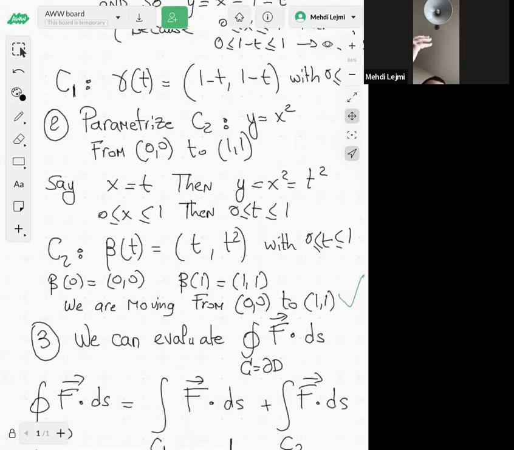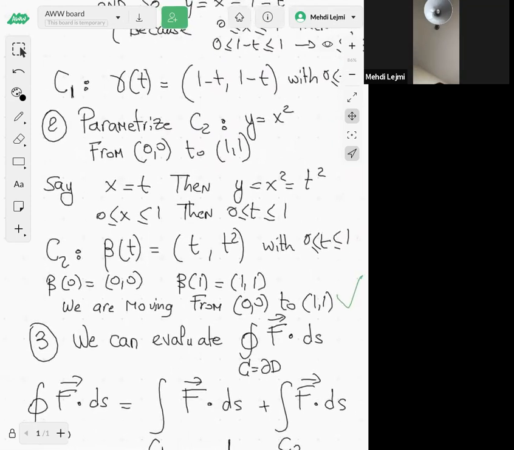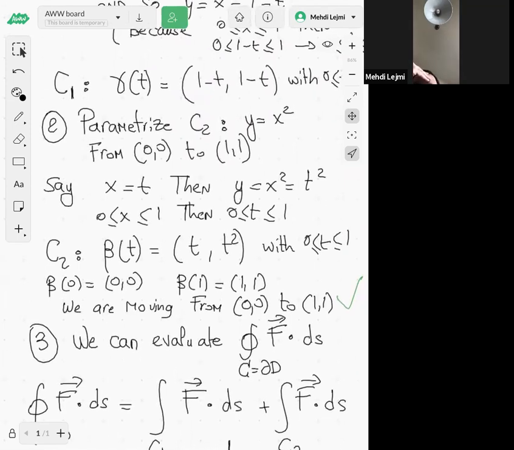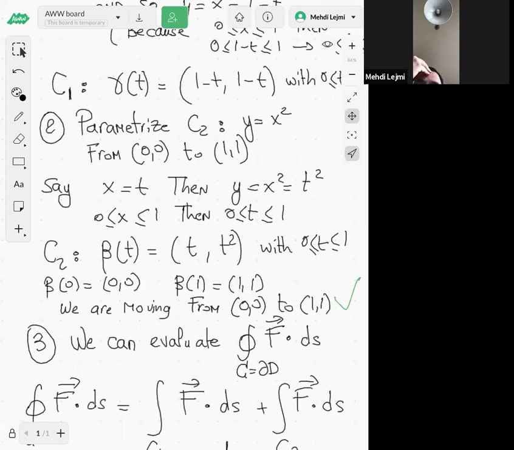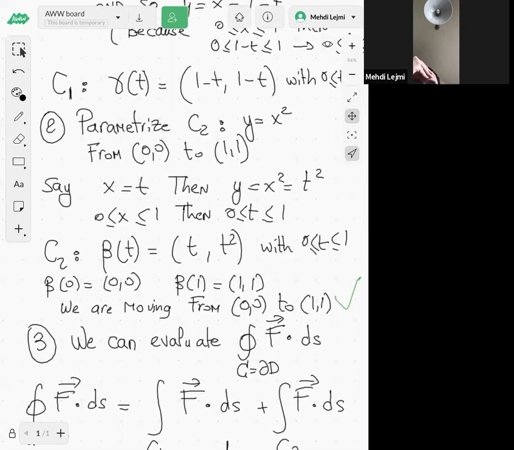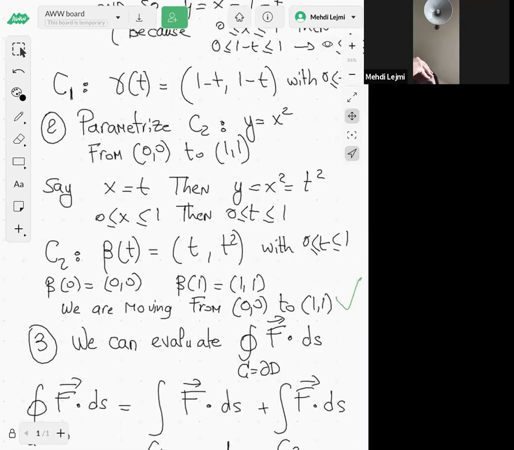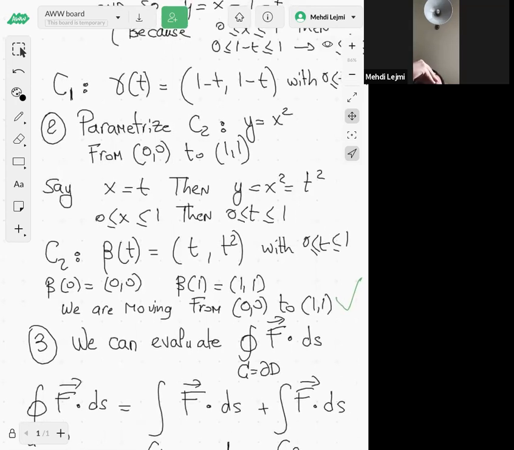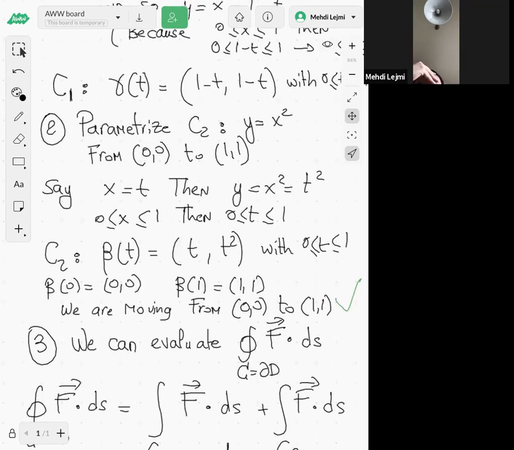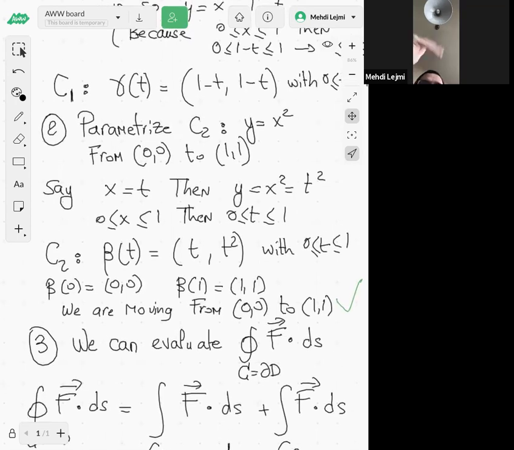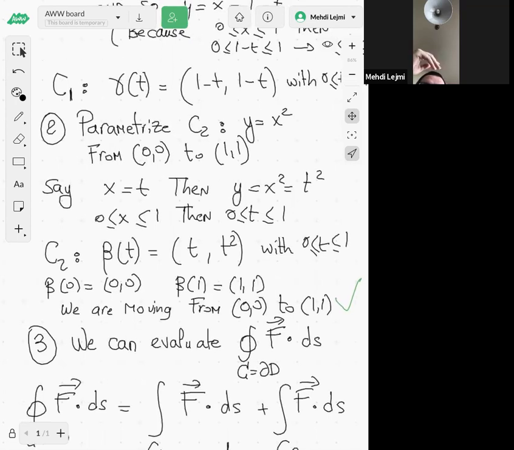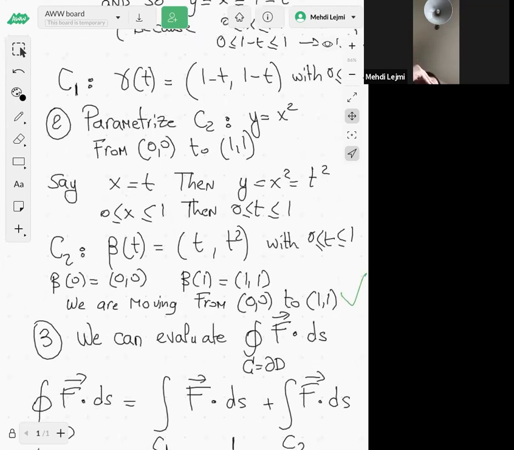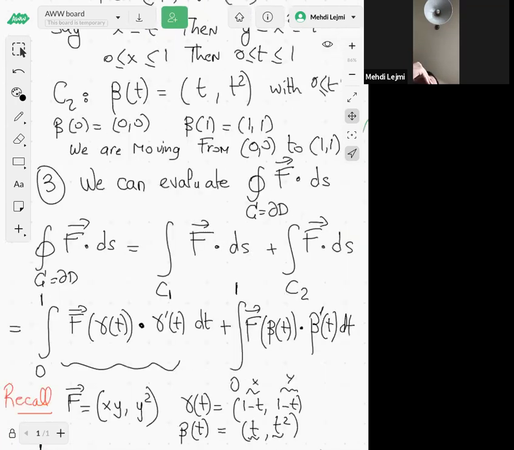But just be careful with your notation, because in that case, if you say x is equal to t and y is t squared, then you are moving from 0, 0 to 1, 1. If you want to move in the opposite direction, what I would recommend is to say x is equal to 1 minus t. So 1 minus t would give you the opposite direction in general. Of course, it depends on the curve, but that's usually how it works.